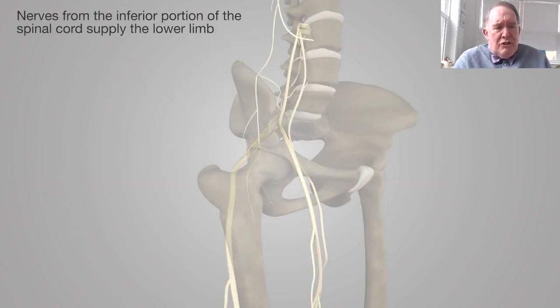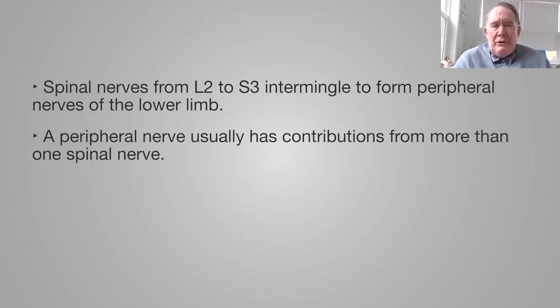We begin with this complicated looking diagram of all the nerves that supply the lower extremity. And these nerves are derived from the lower portion of the spinal cord. The spinal nerves from L2 to S3 intermingle to provide the peripheral nerves of the lower limb. And a peripheral nerve usually has contributions from more than one spinal nerve.